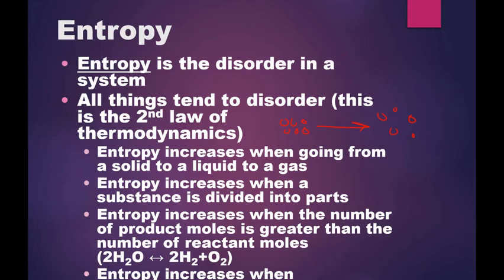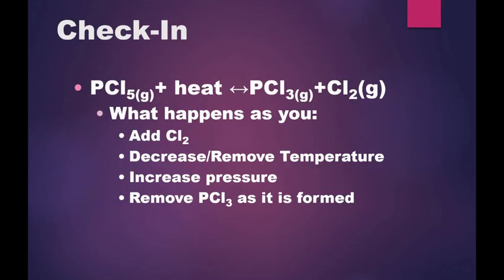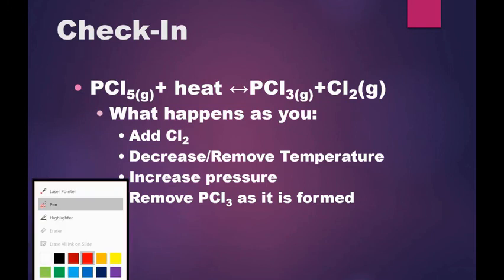Entropy increases when the number of products in moles is greater than the number of reactants in moles. So, in this case, with H2O, 2H2O produces 2H2 plus O2. I'm going from 2 moles to 3 moles. So entropy is increased. Also, entropy increases when temperature increases because things are getting more disorderly, they're going faster, they're getting farther away from each other. So that's the very last thing that we're going to end with today, except we're going to take a look at just this real quick practice problem.